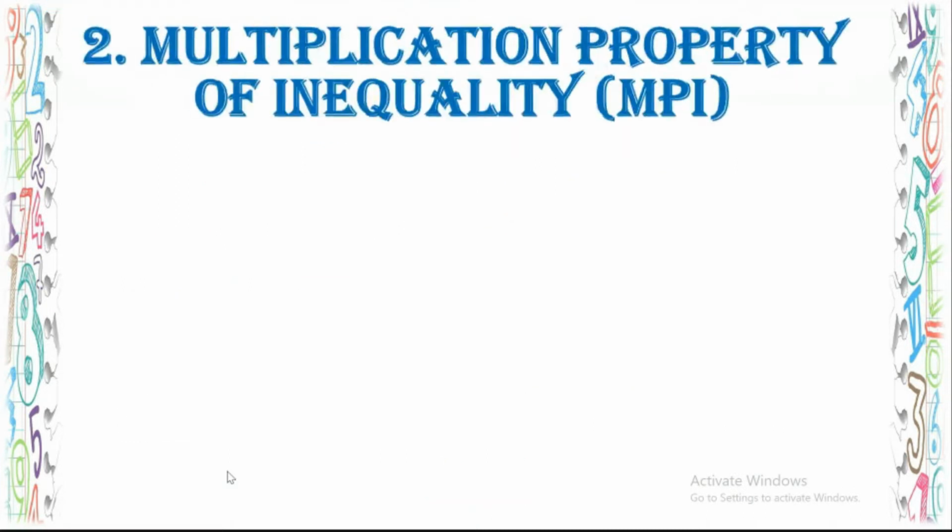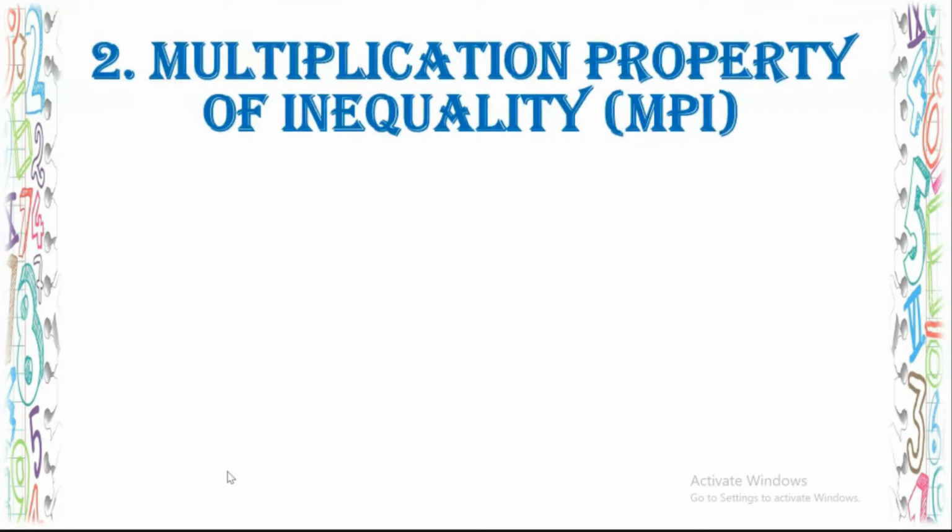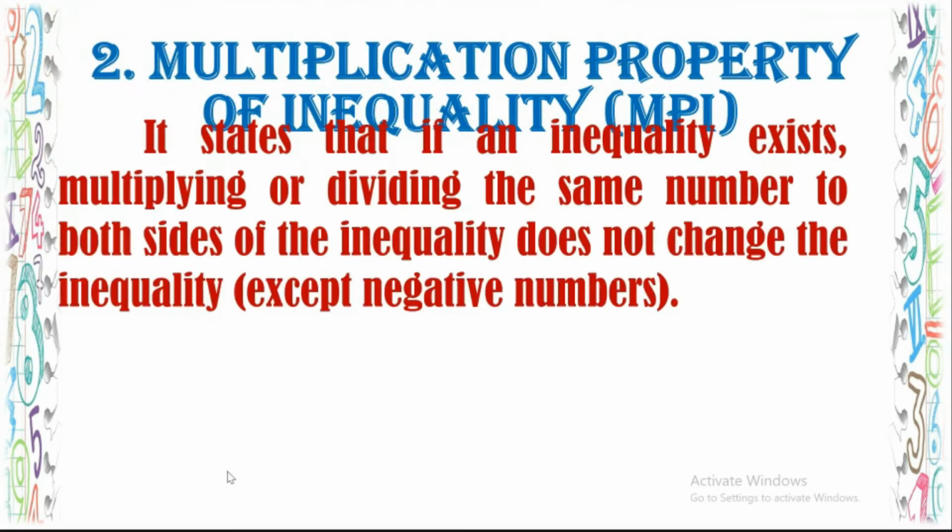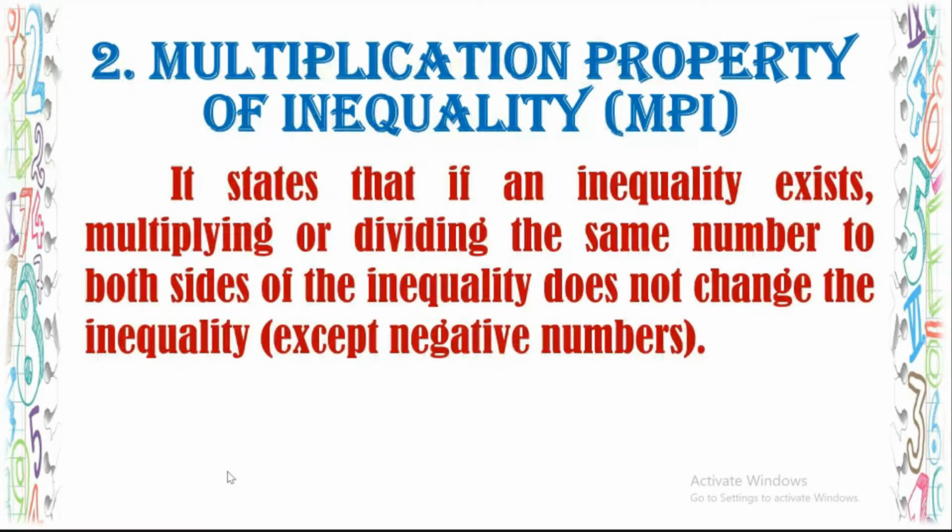Next, we have the second property, which is the multiplication property of inequality, or the MPI, which states that if an inequality exists, multiplying or dividing the same number to both sides of the inequality does not change the inequality, except for negative numbers. So the inequality will change if we multiply or divide by negative numbers.